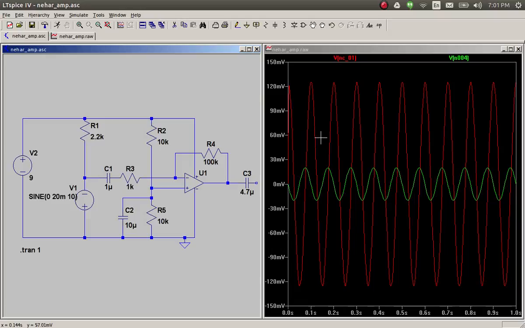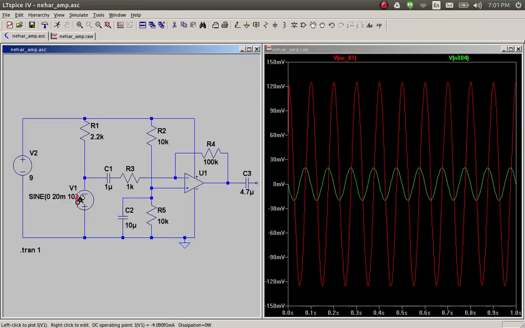So this amplification depends on frequency, and we know why it depends on frequency, because the capacitor is becoming more and more of an open, a large resistance, large impedance here. It's getting closer to that, so we are getting a smaller and smaller gain.